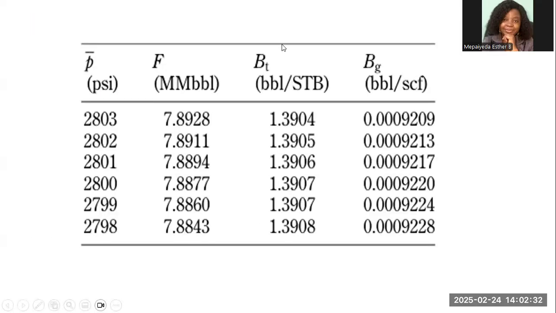Okay, so we have the data given, the pressures 2803 down to 2798. The pressures are quite close. Then you have your F, the underground withdrawal in barrels, also quite close. You have your Bt, the two-phase formation volume factor. Remember why you have your Bt, right?